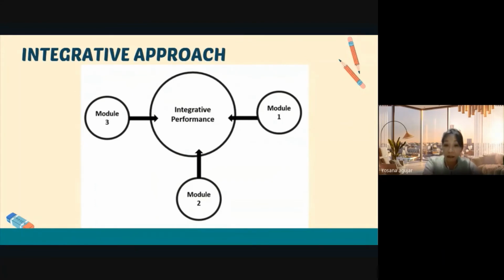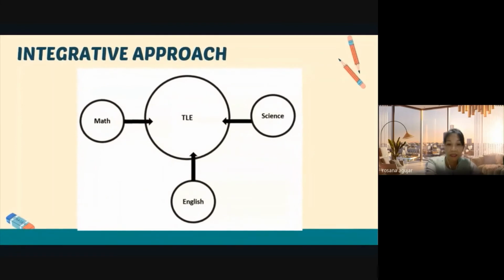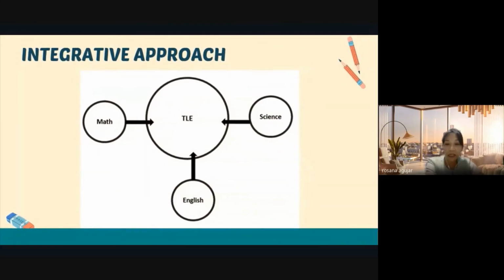This is the integrative performance, wherein you can combine, you can integrate Module 1, Module 2, Module 3 into one task. So this is already explained wherein you can integrate science, English, and math in TLE lessons.